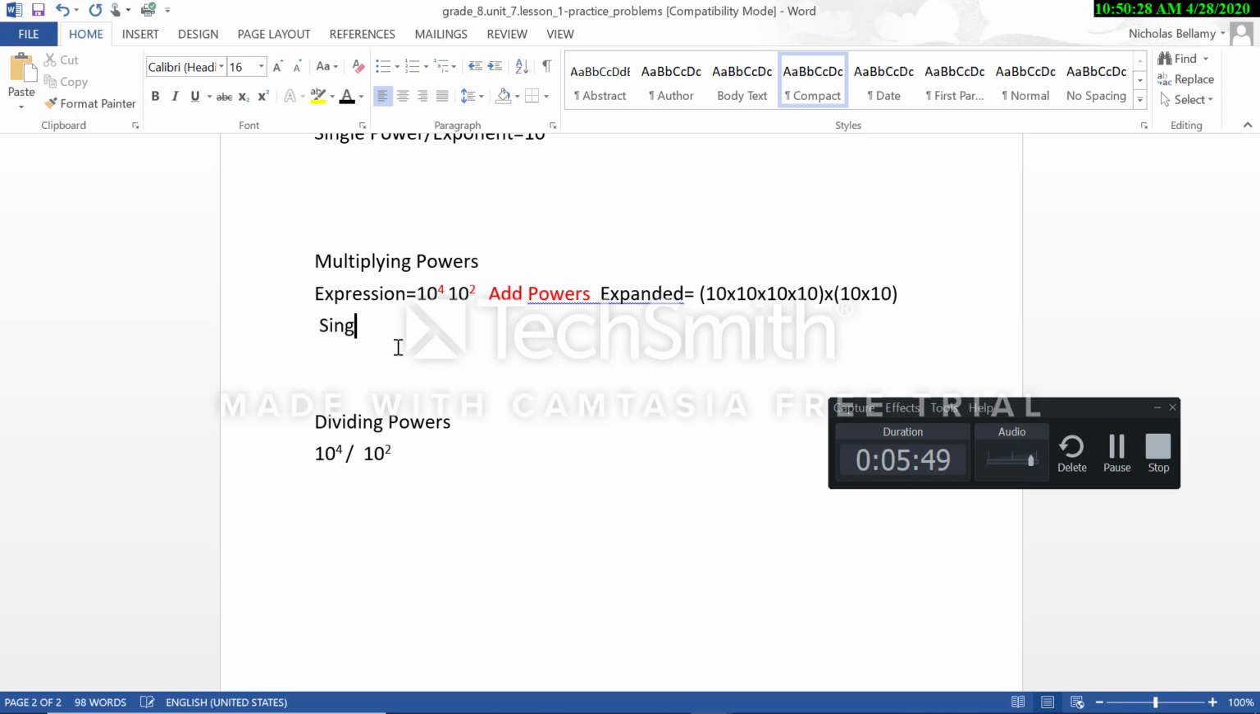Single exponent slash power equals 10 to the 6th power.